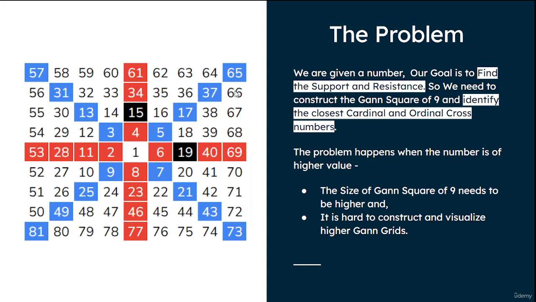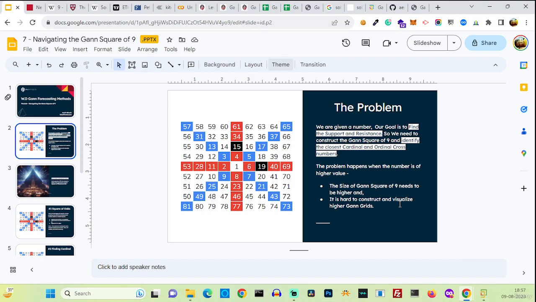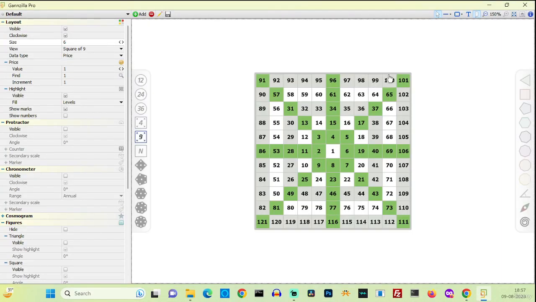So first, let's say we are calculating for the number 52. It is easy to visualize with 52, right? Let me do it using the Ganzilla software. So let's say the number is 52. This is the number for which we are supposed to find the support and resistance. In this case, the support and resistance are 49 and 53.